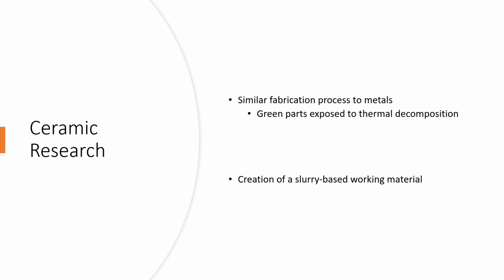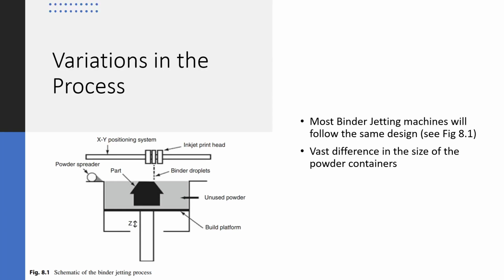There has also been a lot of research into ceramic materials in the binder jetting process. Ceramics follow a similar fabrication process to metals. Green parts are exposed to thermal decomposition before sintering to remove the binder. Then they are sintered and infiltrated. Early setbacks that were encountered were due to the use of dry powders, which did not flow well. To counteract this, a slurry-based working material was used. Layers are first deposited through the use of an inkjet printing a layer of slurry over the build area. The slurry then dries, and the binder is selectively printed to create shape and then repeated as necessary.